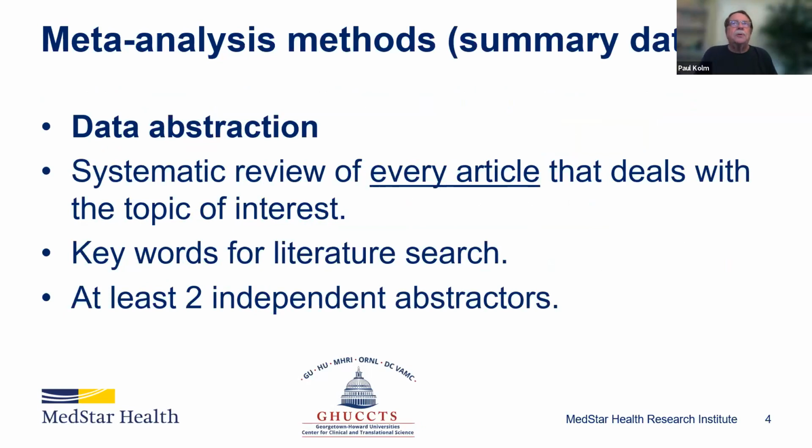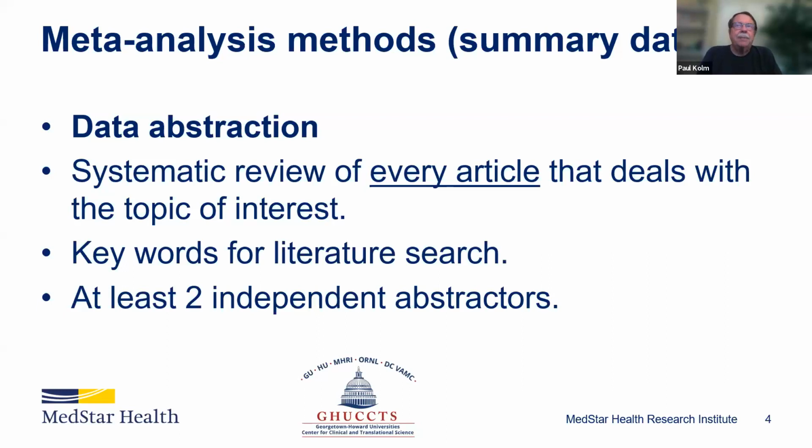So the first step in doing a meta-analysis is data abstraction, and this is really the most difficult, the most important part of the analysis. And so what we're talking about is a systematic review of every article that deals with the topic of interest. Now, obviously, you're probably not going to get every single article, but that's the goal.